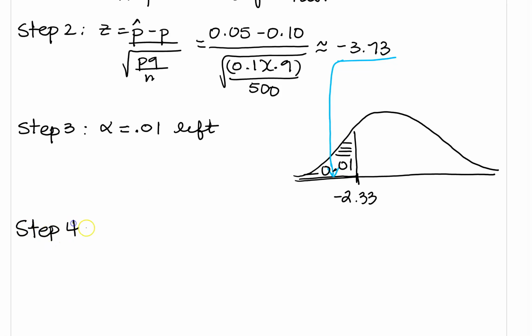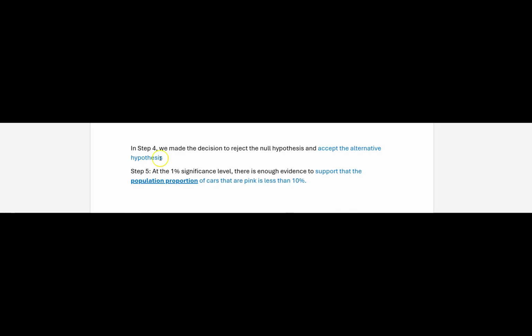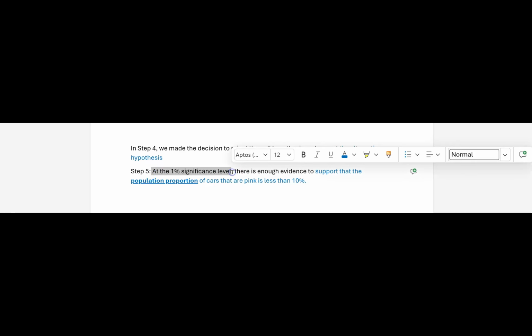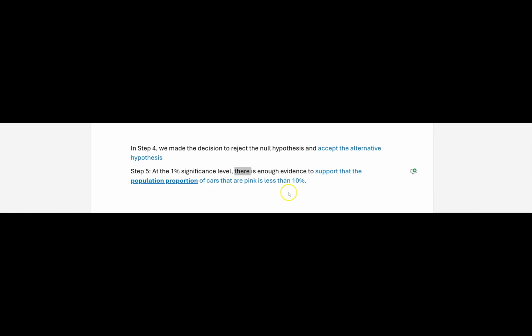So in step 4, we make the decision to reject the null hypothesis. And so since we are rejecting the null hypothesis of H0, again in this example, we can see that we made the decision to reject the null hypothesis. So we are accepting the alternative hypothesis. I start my conclusion in step 5 with mentioning the significance level. We have a 1% significance level, and we are saying that there is enough evidence to support HA, which is that the population proportion of cars that are pink is less than 10%.